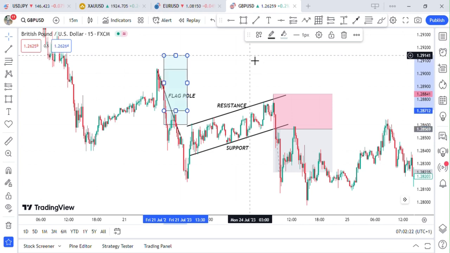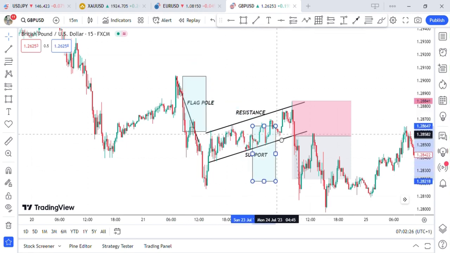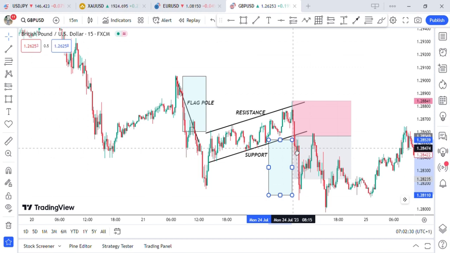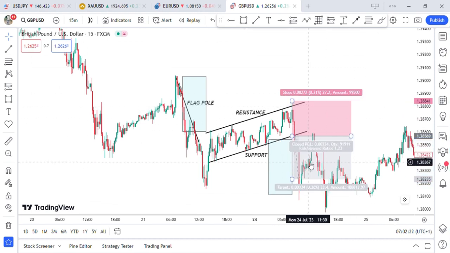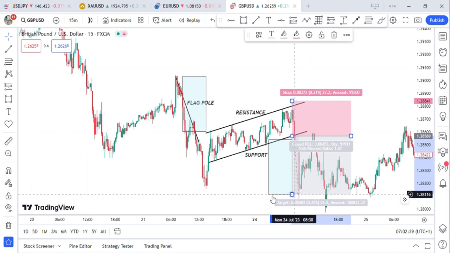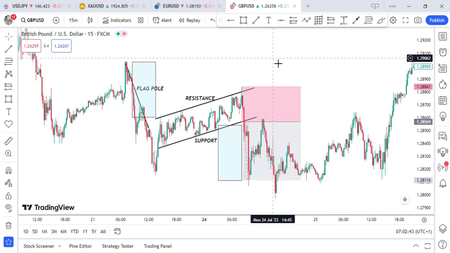Then they'll project that, copy it, and place it here from the resistance, and then they'll say that the take profit is here. So this is what most traders teach on the YouTube channel on how to trade a bearish flag.